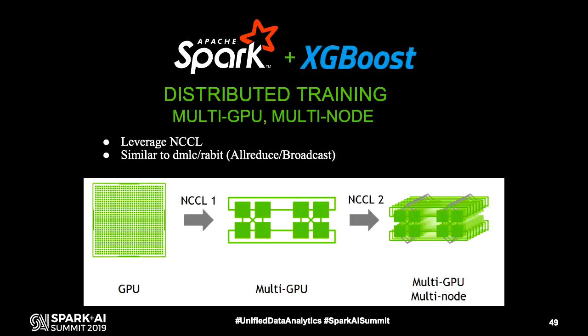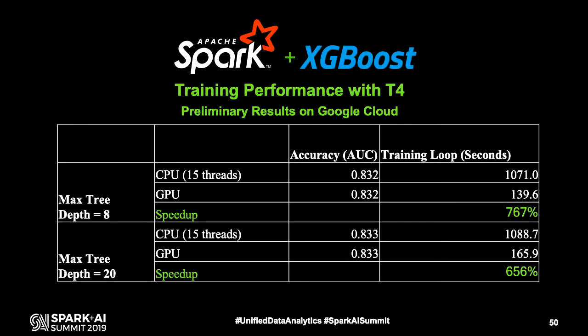And so this is great. We've got this working, and the performance is much better. Here's just an example of what we've seen. These are very preliminary results. I actually need to update this slide. But this is running on Google Cloud. Here we're using 15 CPUs, and comparing that against the GPU. The max tree depth is 8 and 20 here, you can see. And the accuracies you're seeing are the same. And we're seeing a 6.5 to 7.5 times speedup, roughly. Again, these are preliminary numbers, and they've actually gotten better recently.